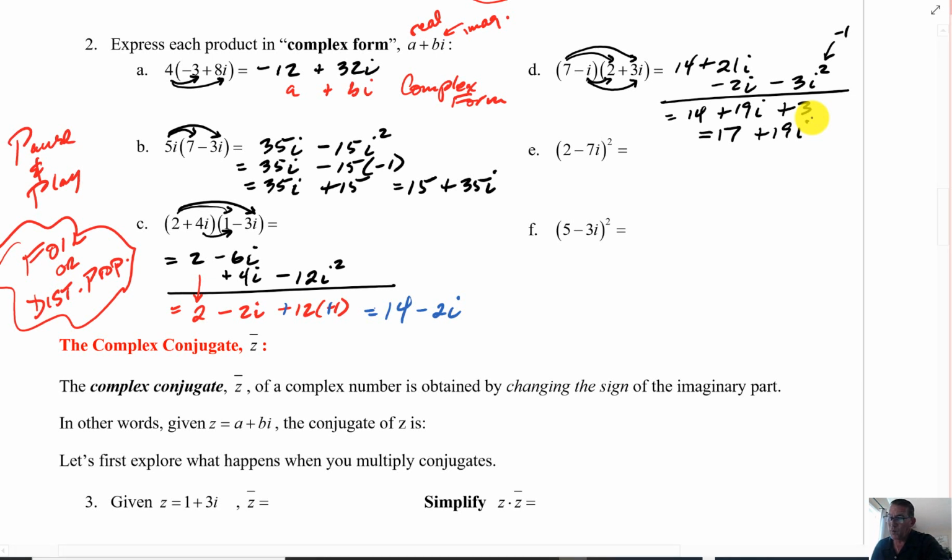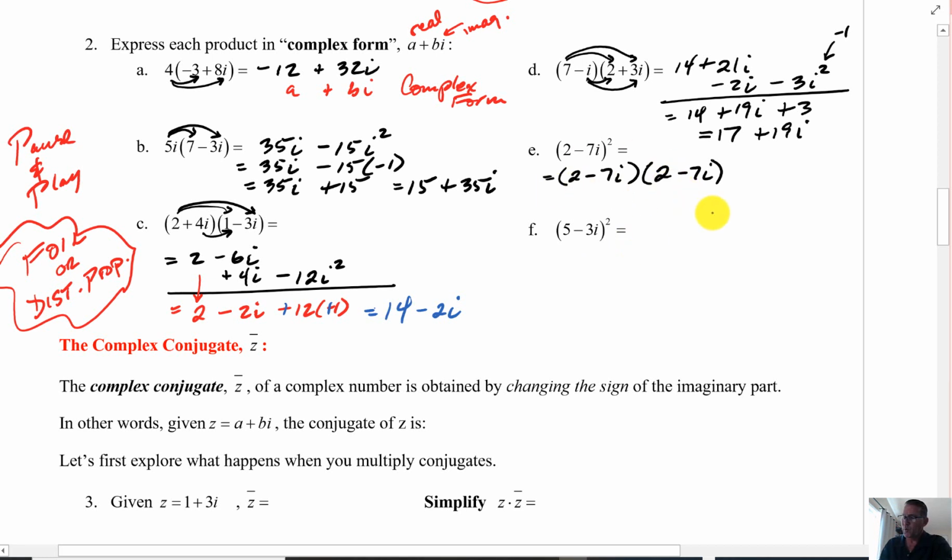Now when you square a binomial, you basically do the same thing as what we just did in C and D. So this is equal to 2 minus 7i times 2 minus 7i. You just don't square the terms inside. Or you can use structure. You can square, multiply, double square as well. That's how I do it. I'll talk about that in the next one.